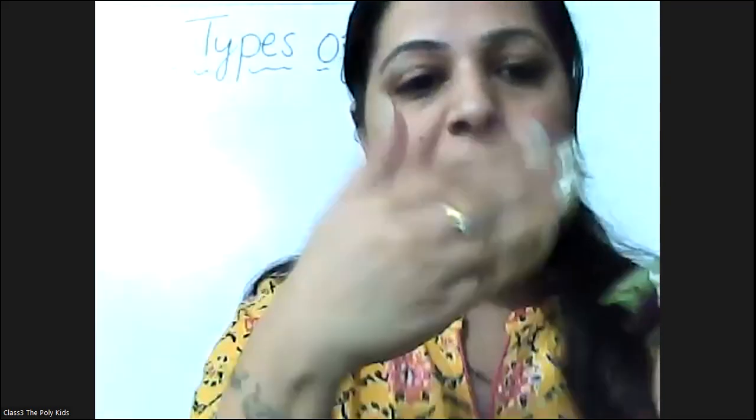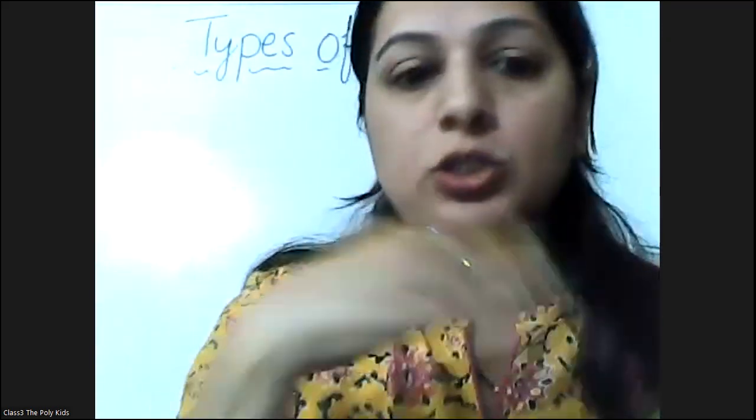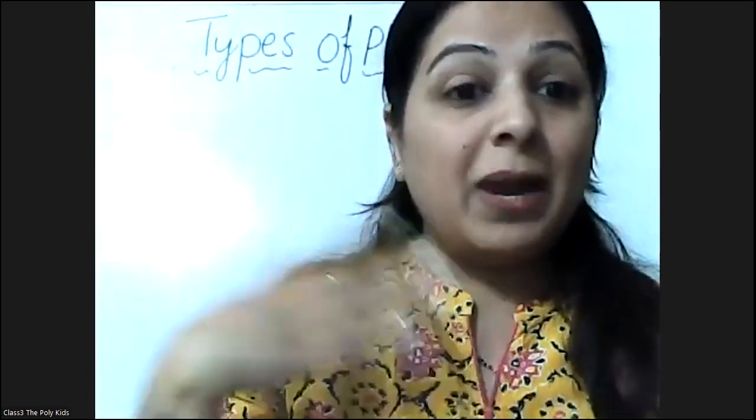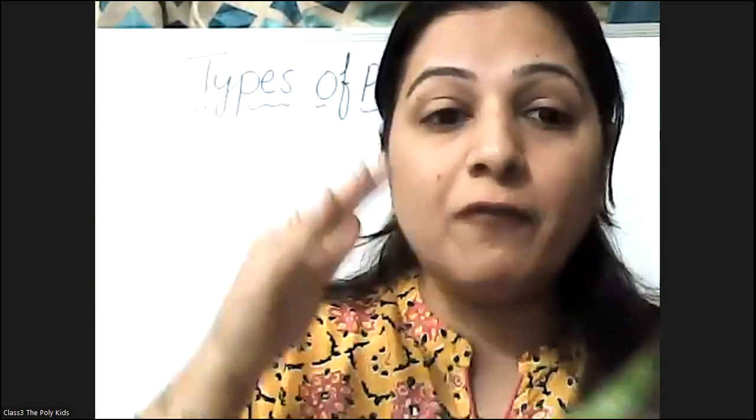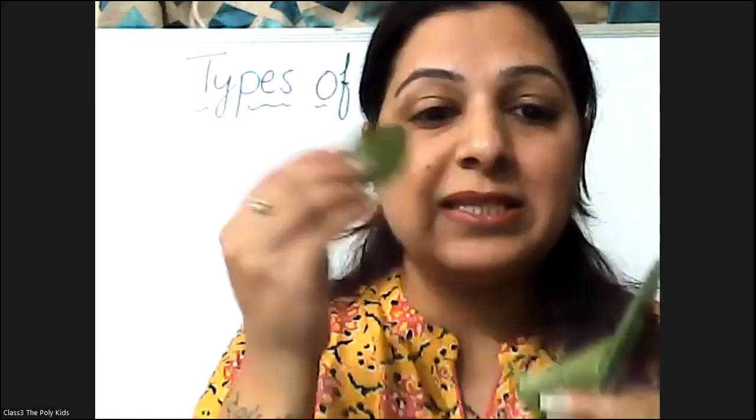For example, if we talk about us, there are so many students in your class, but everyone has a different look. Yes, some are tall, some are short. So we are identified on that basis. Same is with trees, with leaves. They are identified.